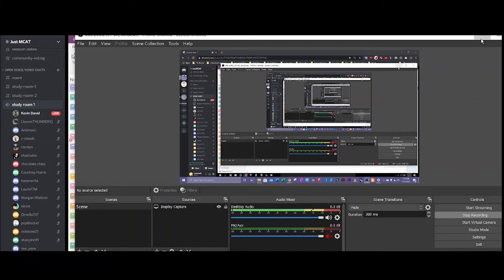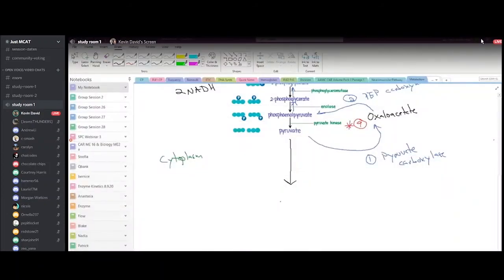Matrix is just the bacterial cytoplasm, ancestral bacterial cytoplasm. And in transit, it has to do a pit stop. So before it gets into the mitochondrial matrix, it has to do a pit stop at this thing called a PDH. What does PDH stand for?